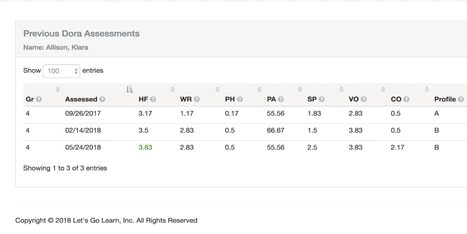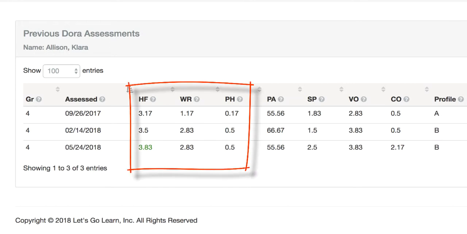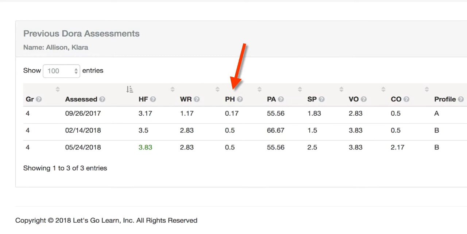It looks like she had some struggling with decoding. She's gotten a little better. Sight words went up, but she still struggles with phonics. So that makes a lot of sense. I think that score is accurate.